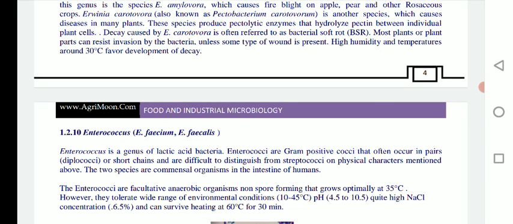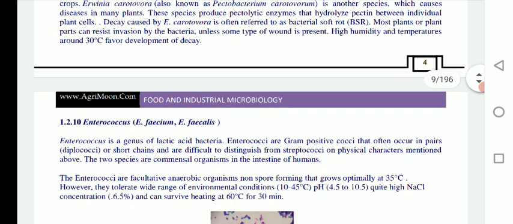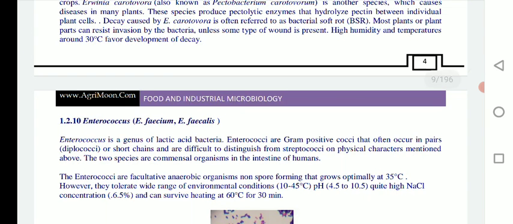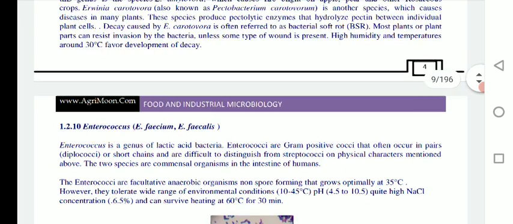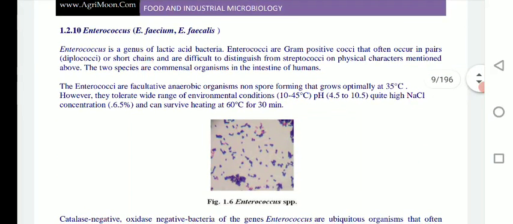Decay caused by Erwinia carotovora is often referred to as bacterial soft rot (BSR), and most plants or plant parts can resist invasion by bacteria unless some type of wound is present. High humidity and temperatures around 30 degrees Celsius are favorable conditions for development of this bacterium and of decay. Then the next bacterium is Enterococcus, that is Enterococcus faecium and Enterococcus faecalis.